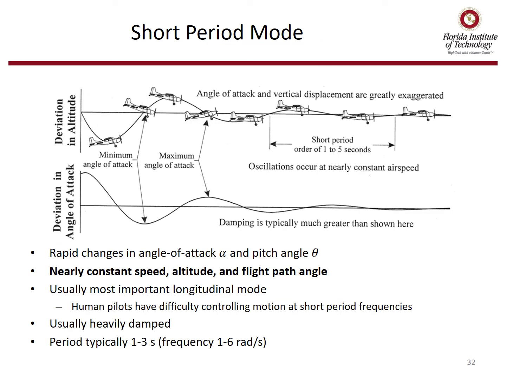Now we'll look at the short period mode in detail. It involves rapid changes in angle of attack and pitch attitude, theta, and it has nearly constant airspeed, constant altitude, and constant flight path angle, nearly. It's usually the most important longitudinal mode because pilots have difficulty controlling at these frequencies. But luckily for small light aircraft, it's usually heavily damped, so we only have a few oscillations. And the period again is 1 to 3 seconds, or a frequency of 1 to 6 radians per second.